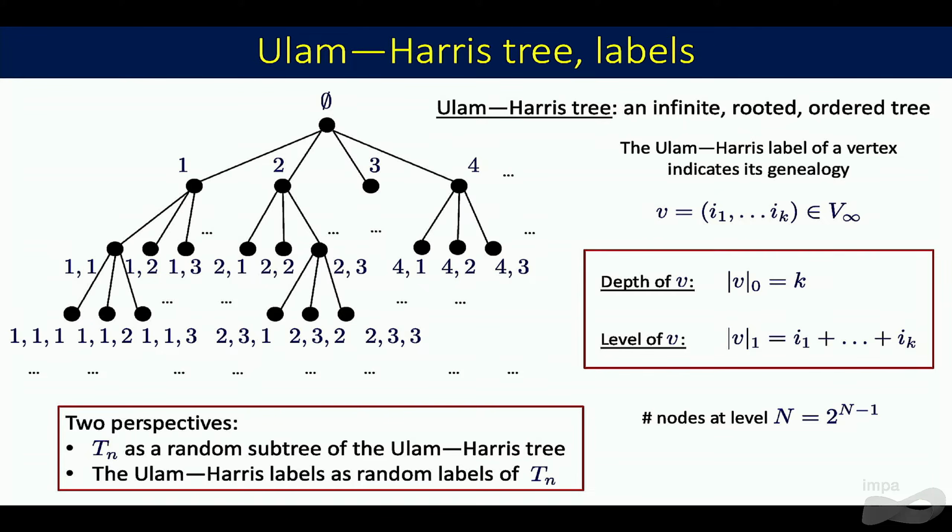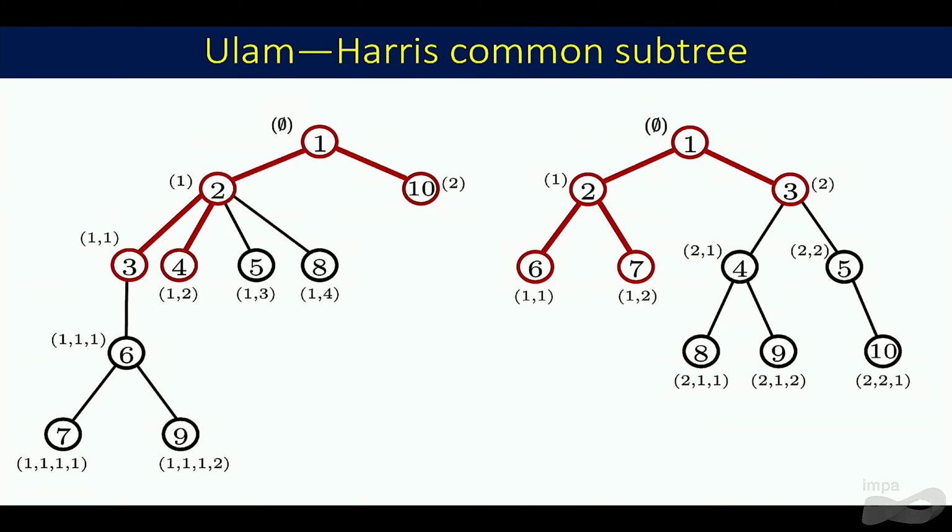Or alternatively, a slightly different perspective maybe is that the Ulam-Harris labels are random labels for the vertices of your uniform attachment tree. Okay. Now, once you have these labels, a natural thing to do is, so here are two different trees. Within the vertex, I have the original node labels, so the time when they were born. Okay? And now, I also have in the brackets the Ulam-Harris labels. And then now you have two trees. They will typically have different Ulam-Harris labels.